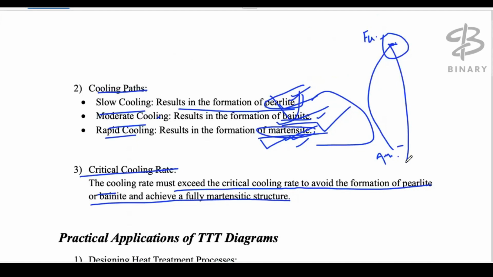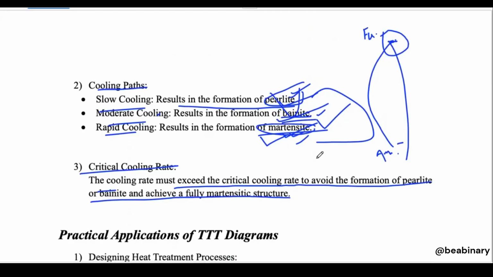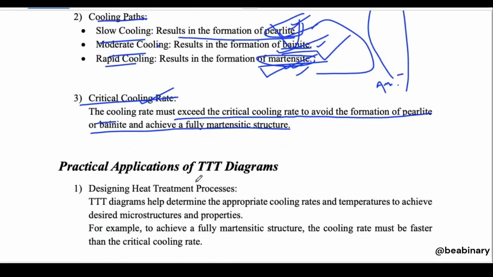To get martensite directly from austenite, we must skip the intermediate processes, that is pearlite and bainite. For that, we use the quenching process, which is rapid cooling. Whatever rapid cooling option we use, we can directly convert all the austenite into martensite. That is known as the critical cooling rate.